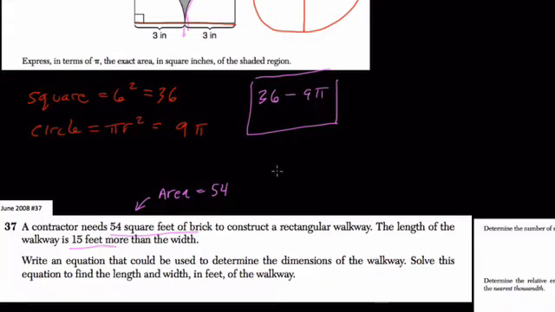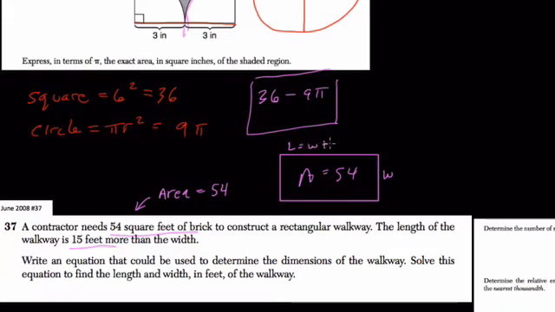So we'll set up a little square here. Oops. Square tool. Okay, or a rectangle, I guess. Here the area is 54. The length is 15 more than the width. So this is width. I'll switch that so it makes sense in terms of being longer. If this is the width and this is the length equals the width plus 15. Okay, write an equation that could be used to determine the dimensions of the walkway. Solve this equation to find the length and width of this walkway.